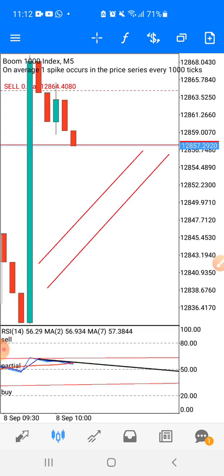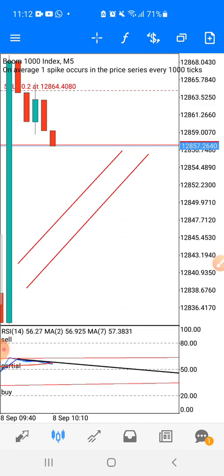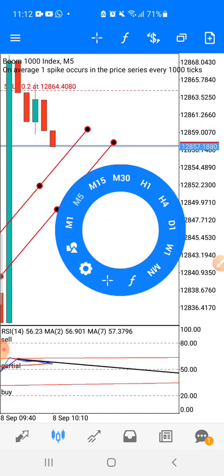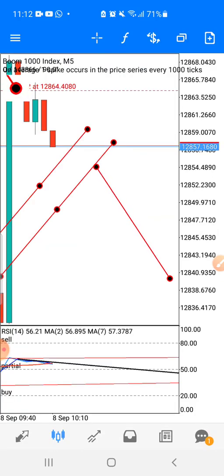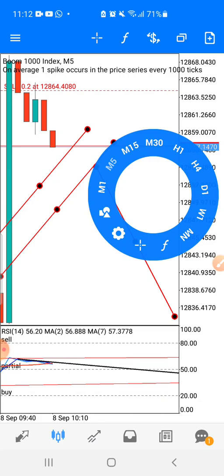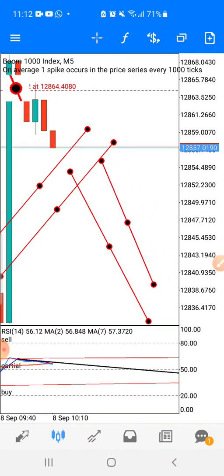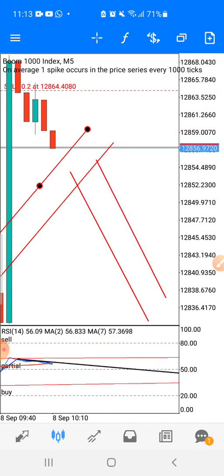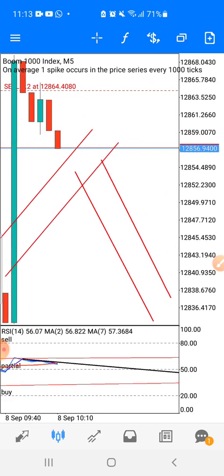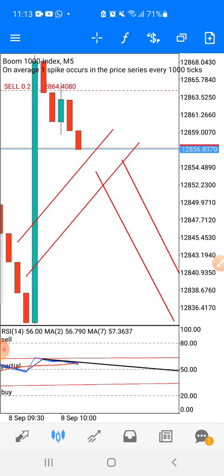So this is ascending channel. The channel is actually ascending or going to the upside. Then we have the opposite, which is descending channel, right? So this descending channel, the channel is going to the downside. Let me put it this way. So this one is descending, this one is ascending. You can see example of a channel, right?